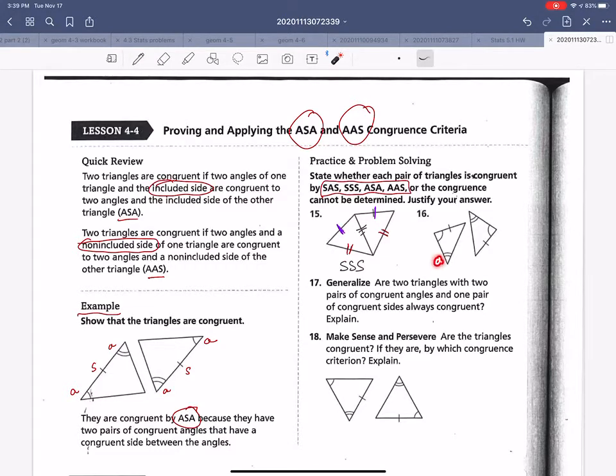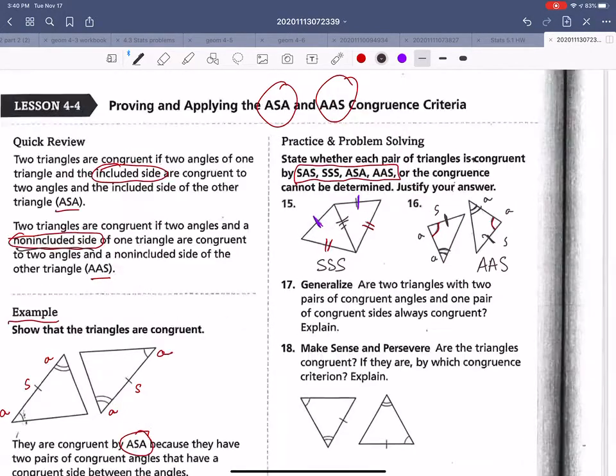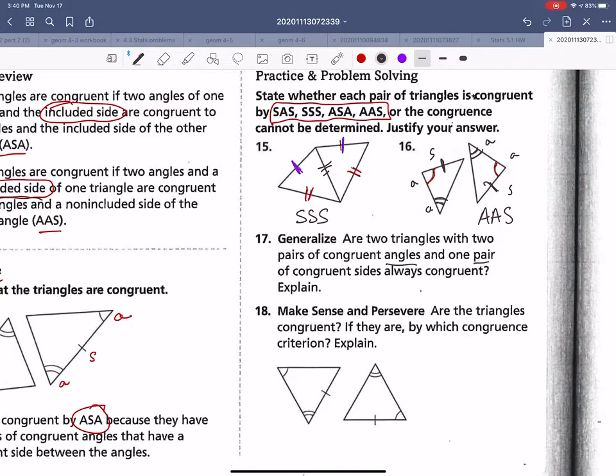Now when we take a look here, we have an angle matches an angle, matches another angle, and a side matches a side. So if I color code them, it might be easier to see that my evidence spells angle, angle, side. So that's non-included side. So I'm going to write angle, angle, side. Okay, 17 states: two triangles with two pairs of congruent angles and one pair of congruent sides. So two pairs of angles and one pair of sides, always congruent.